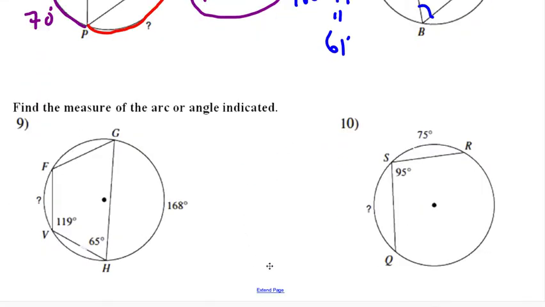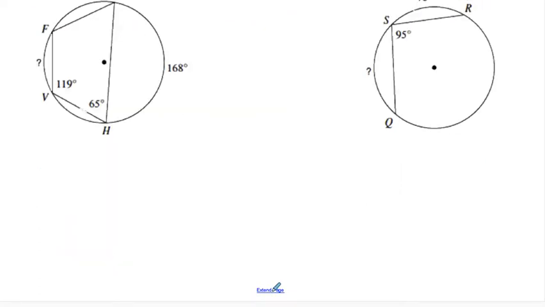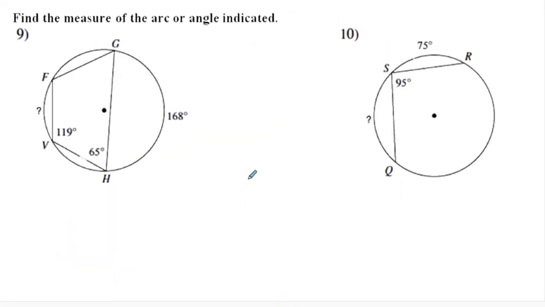And now a little bit more complicated. Find the measure of the arc or angle indicated. So we want this arc here. We know all this information. So we know this arc here is equal to 168. Then we have these angles. So I could figure out what this other part is. That is what all the rest of this is, couldn't I? And the answer would be, of course, whatever 360 minus 168 is.